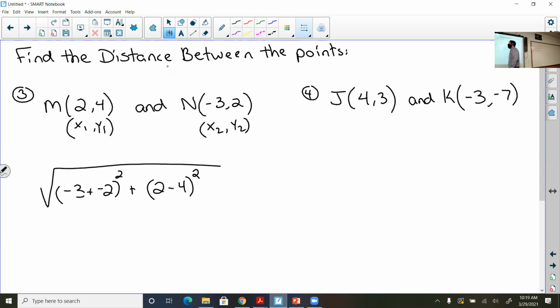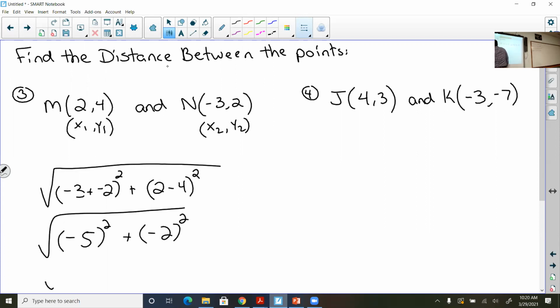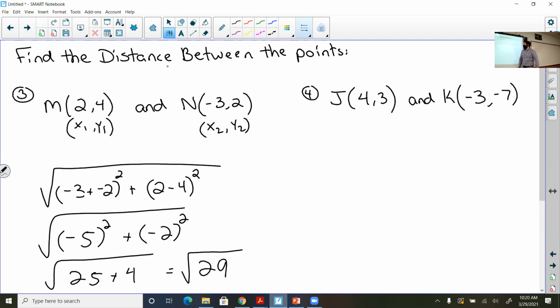Rewrite it so it looks like that, because negative 3 minus 2 is the same thing as negative 3 plus a negative 2. And that equals negative 5 squared plus negative 2 squared. And so I'm getting the square root of 25 plus 4. So the square root of 29, which is somewhere between 5 and 6, because the square root of 25 is 5, the square root of 36 is 6. That's a little bit closer to 25 than it is to 36, so I would say that this is going to be about 5.3 or about 5.4 if I had to guess.